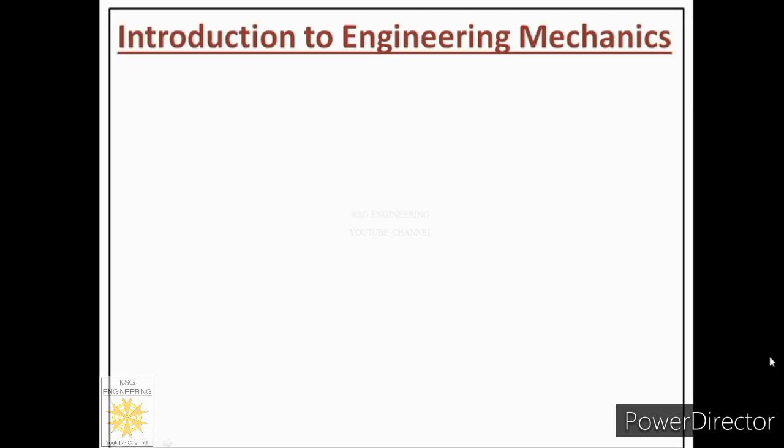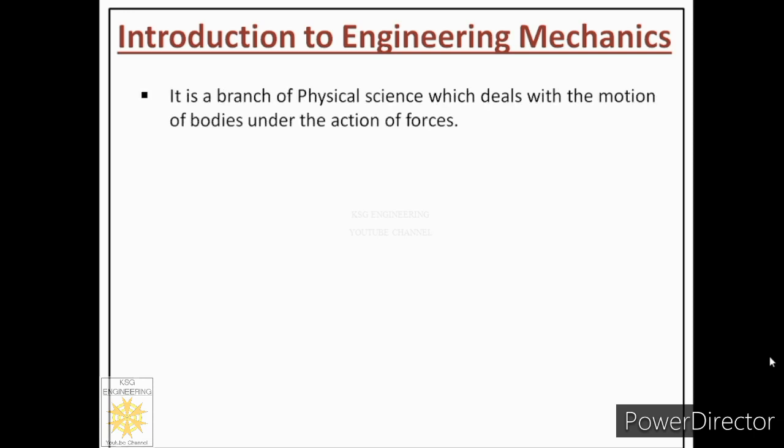So let us first start with the introduction of engineering mechanics. Let us see its definition. Its definition is, it is a branch of physical science which deals with the motion of bodies under the action of forces. So in this definition, you will find two main terms. The first one is the motion of bodies and the second is the action of forces.